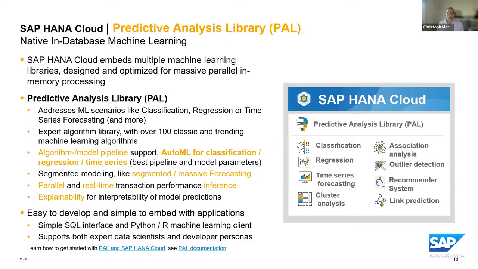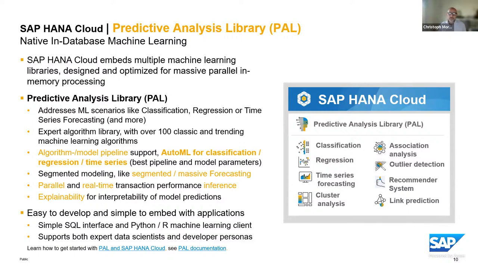If you have more in-depth knowledge about that field of machine learning, you may want to look at the Predictive Analysis Library. That's our expert library with over 100 classic and trending machine learning algorithms, where over the course of the last quarters we added also some AutoML capability, which yields even better productivity in selecting a machine learning algorithm for a given problem. We'll see that later when we maybe have time to look into that AutoML capability. But it's specifically designed to supply these expert algorithms and enable application developers to apply them with best performance as part of an SAP HANA application.